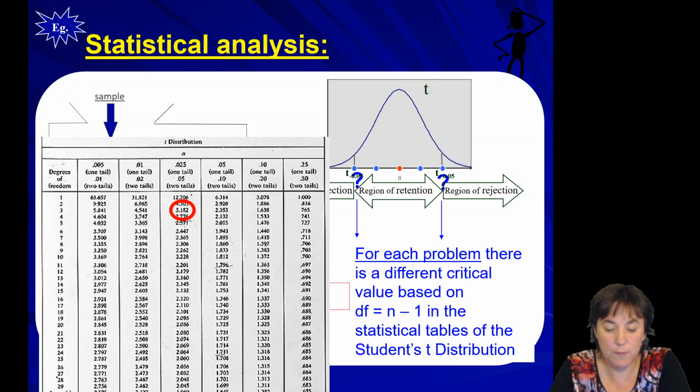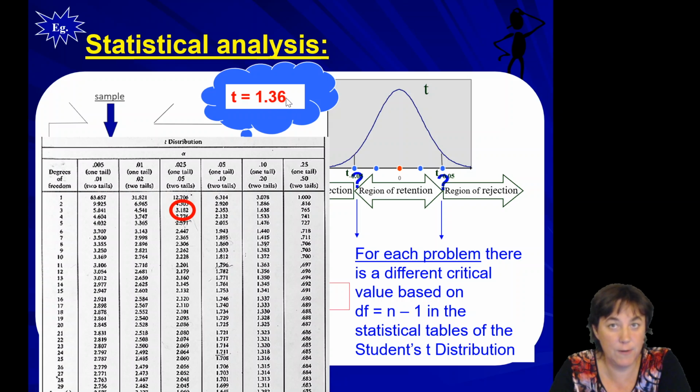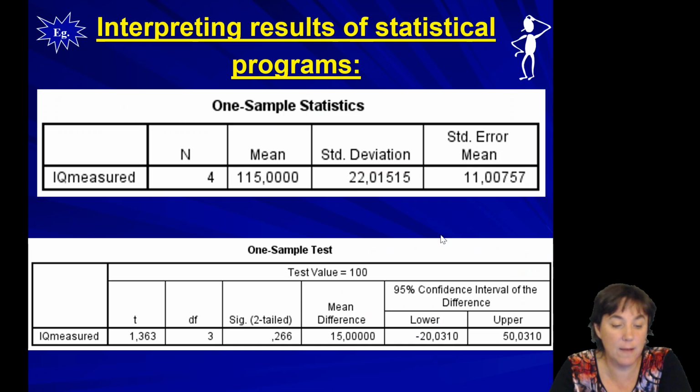So if we put this in and apply our pre-given 1.36 as a result of the equation, then we can see that the t-value does not border these pre-given values. They do have this calculated value within the region of retention. So 1.36 lies within minus 3.182 and plus 3.182. So it's within this area.